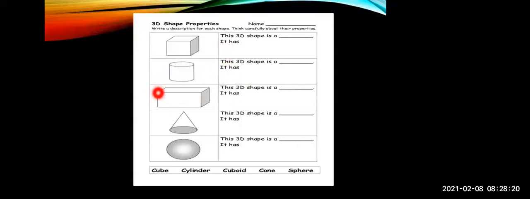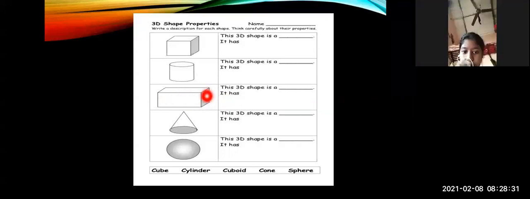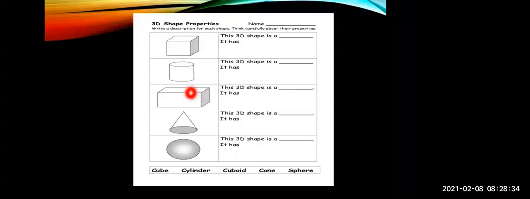And the third one, this one, which 3D shape is it? Cuboid. Very good. So it's a cuboid. This one, the fourth one, cone. Yes, very good. It's a cone. So you have to write like this. This 3D shape is a cone. Then you have to mention how many faces it has, how many edges, then how many vertices.